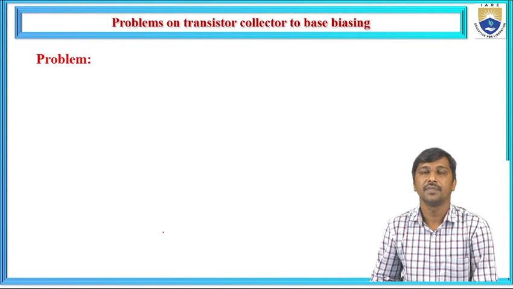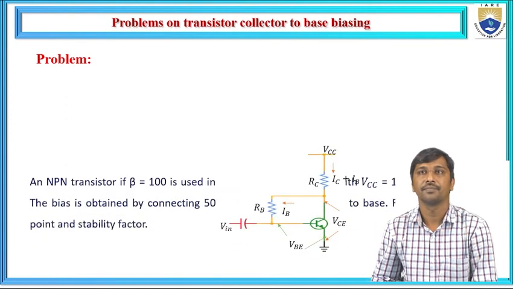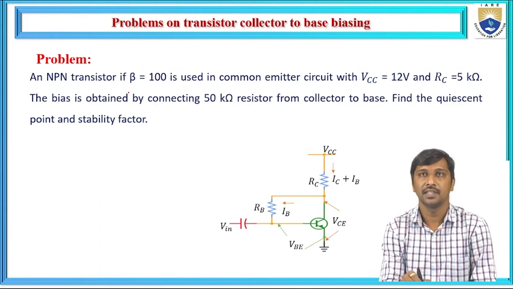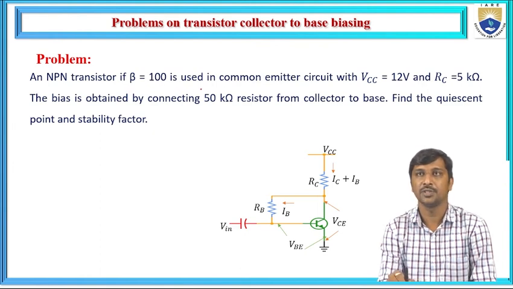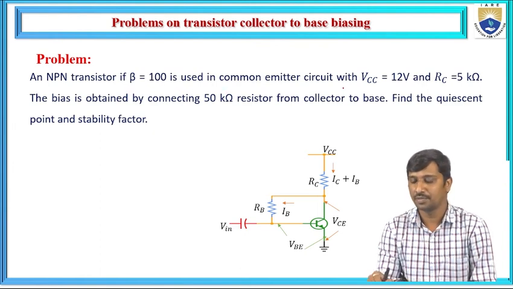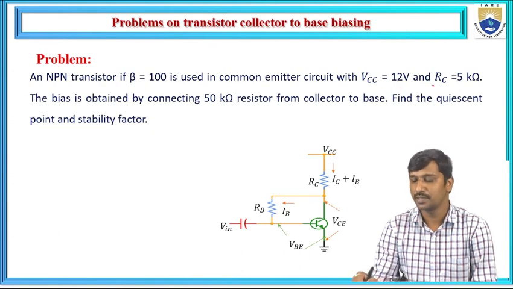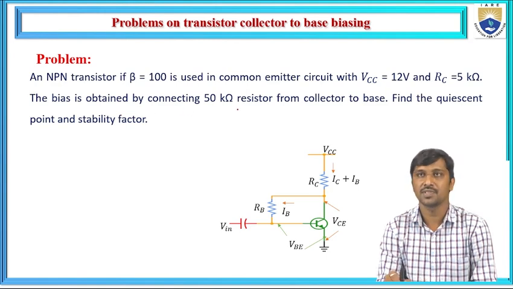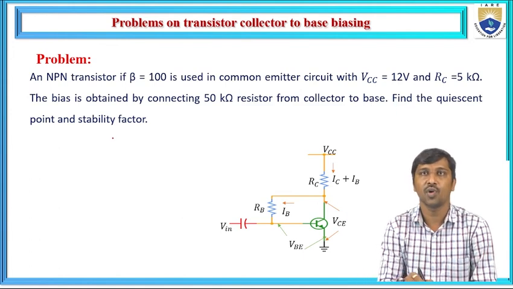Now similarly, we'll see one more problem. An NPN transistor, with beta equal to 100, is used in a common emitter circuit with VCC of 12 volts and RC of 5 kilo ohms. The bias is obtained by connecting a 50 kilo ohm resistor from the collector to base. For this case, we need to find the quiescent point and the stability factor.